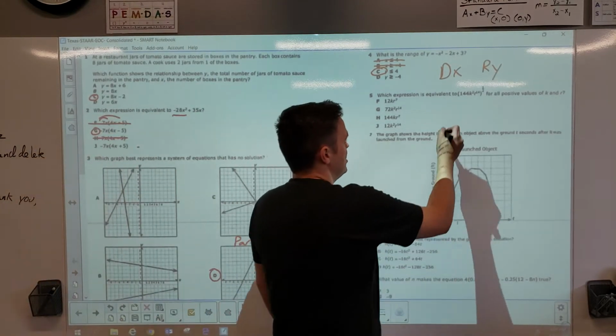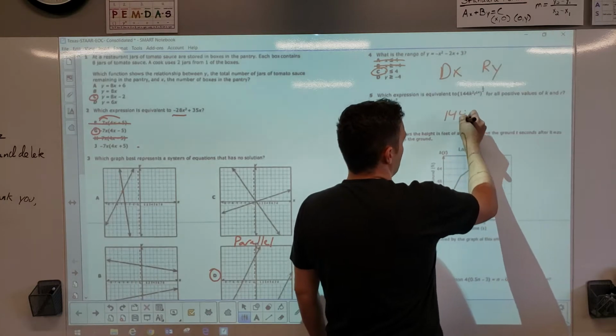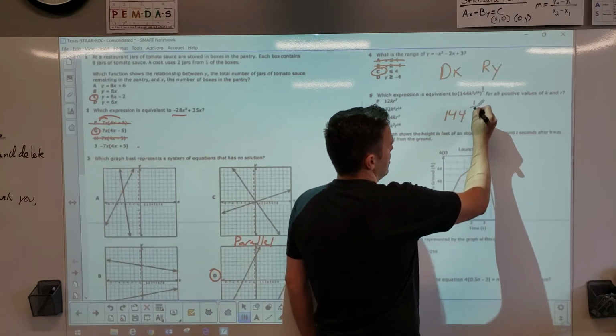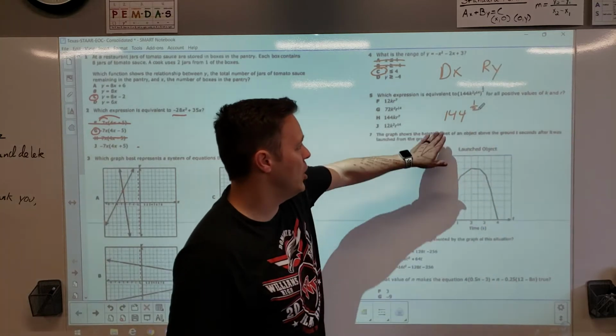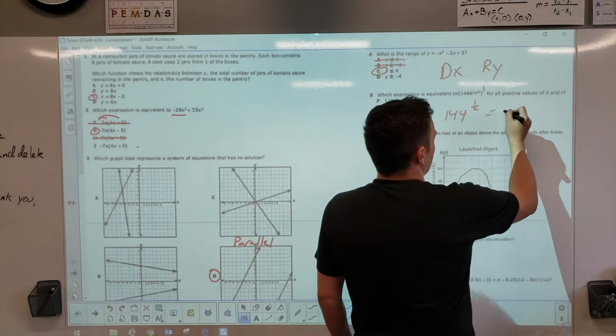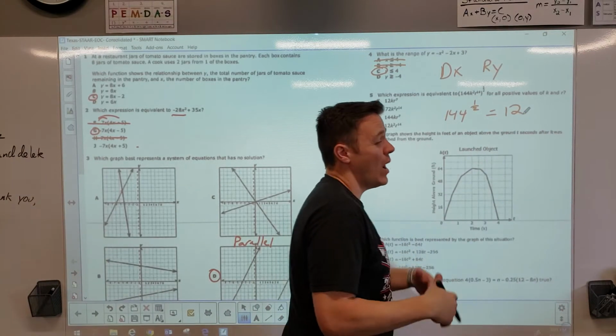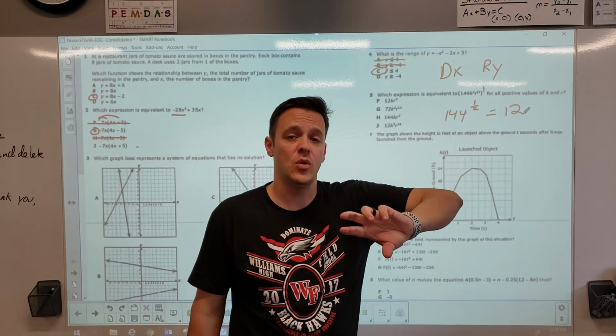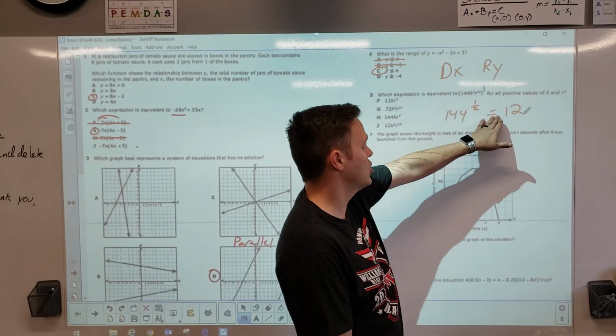Next, expression. If you do not know how to solve this, ladies and gentlemen, take the number, go into Desmos or a calculator, and put 144 to the power of 1/2. And if you do that, you will get the answer of 12. So how did we go from 144 to 12? Did we divide it by 2? No, we took the square root.